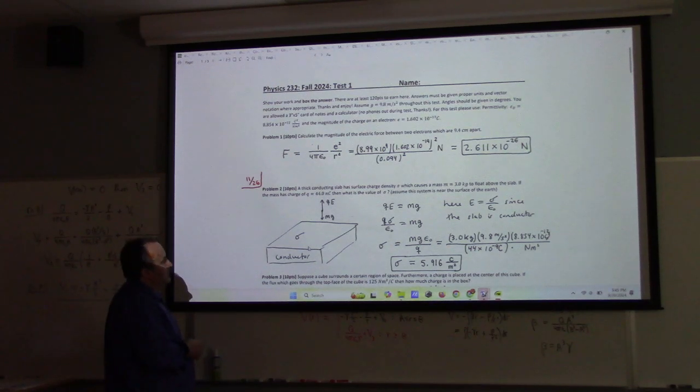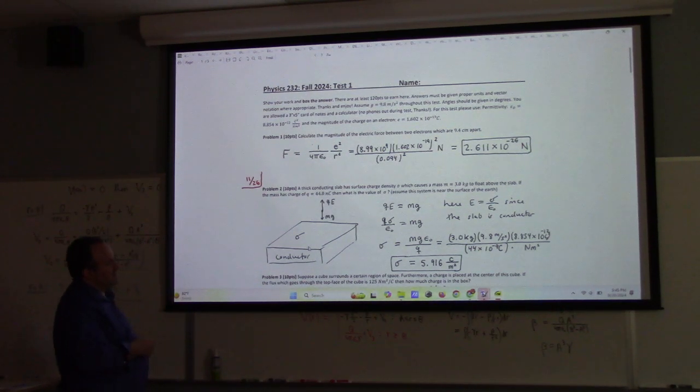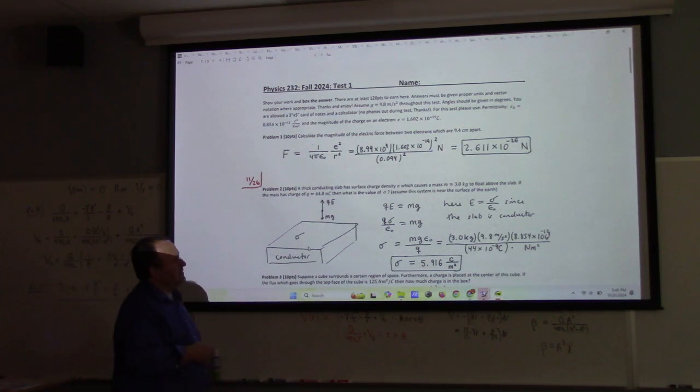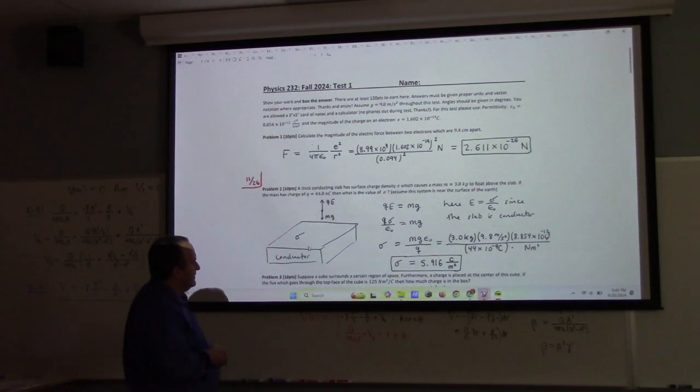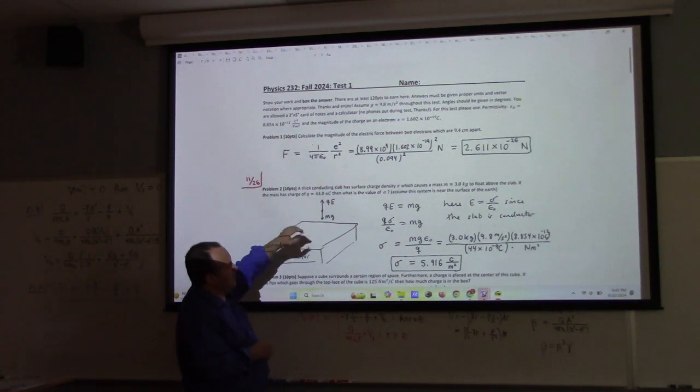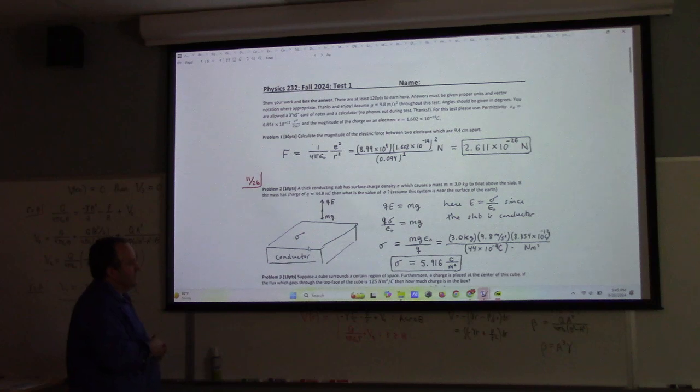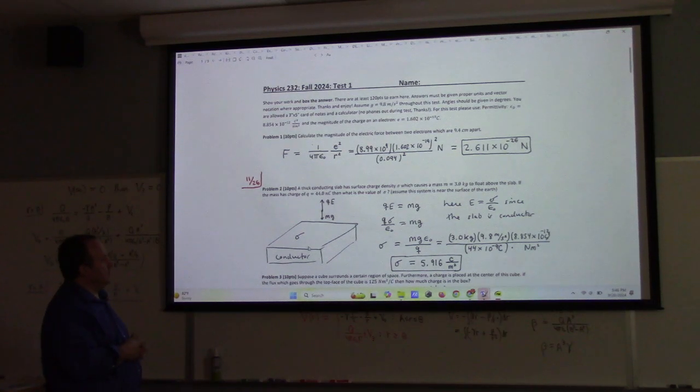This one here, thick conducting slab, surface charge density sigma, causes a 3 kilogram mass to float above the slab, which means that the electric force and gravity must be balancing, otherwise we would have non-zero acceleration and not floating. Since I haven't given you any other kinematical data, you must assume it's at rest, all right? That's the only reasonable interpretation of this problem.